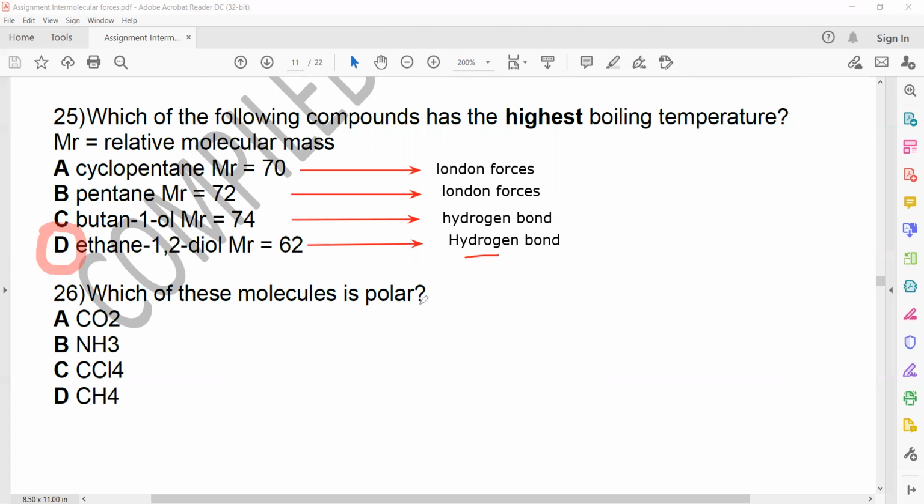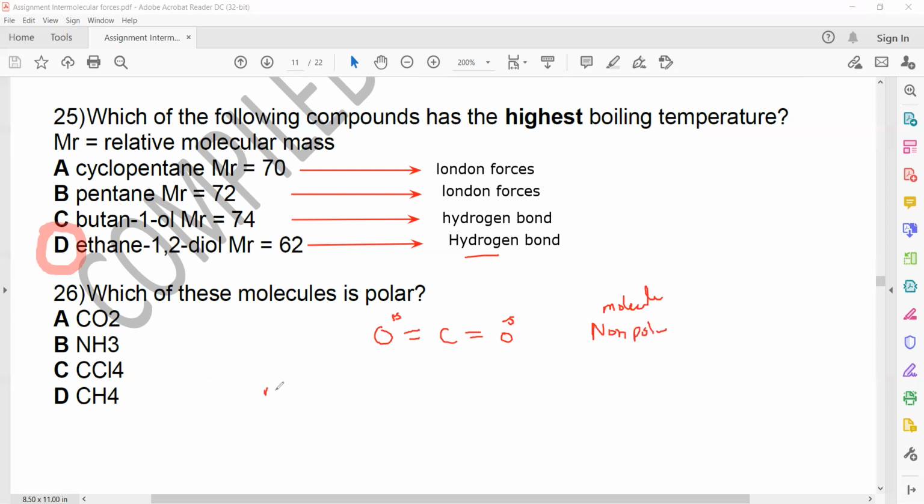Which of these molecules is polar? So how to identify: a molecule may have a polar bond but may have a non-polar structure if it is symmetrical. So when we draw the structure for each, like we draw carbon dioxide, CO2, it is a linear structure. The bonds are polar but the overall molecule, because it is symmetrical, is non-polar because there is a symmetry.